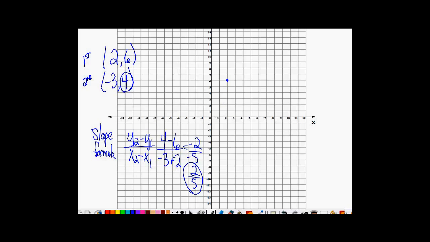And our other point is negative 3, 4. So to get from this point to this point, I'm saying that I should go up 2 and over 5. I should rise 1, 2, and run 1, 2, 3, 4, 5. And that is true. You can always use the slope formula to get your answer. And if you wish to get some graph paper and check it, that would probably be a wise idea.